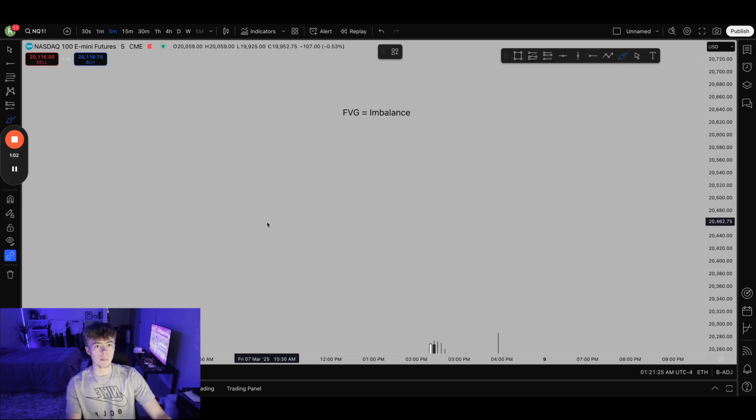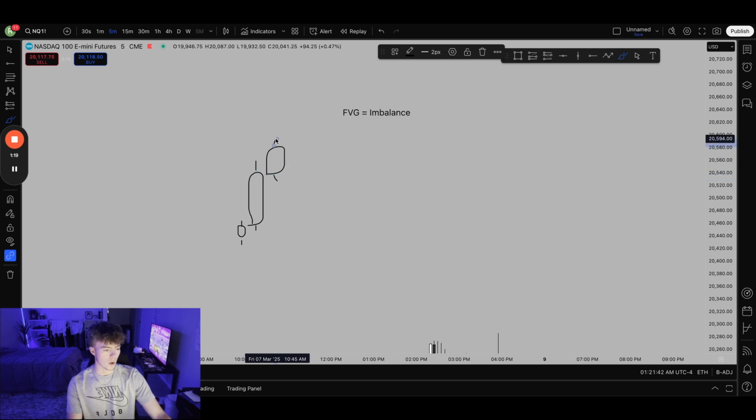So if we're looking at a bullish example, if we are currently in an uptrend or bullish order flow, it's going to look something like this. And do not mind my drawing because it's going to be absolutely horrendous. Okay, I'll go ahead and draw it out here. I don't know why that first candle is so small. Okay, so this is what we have here, and this is a bullish fair value gap.